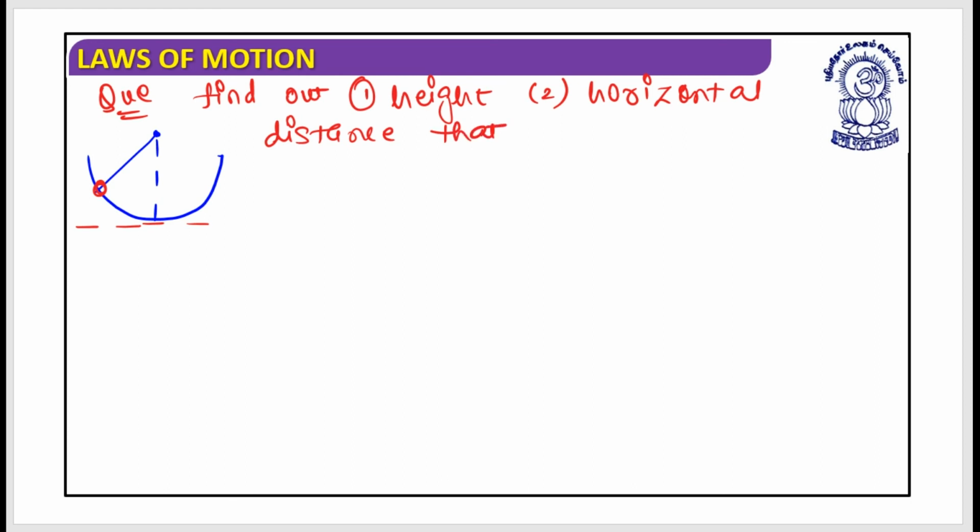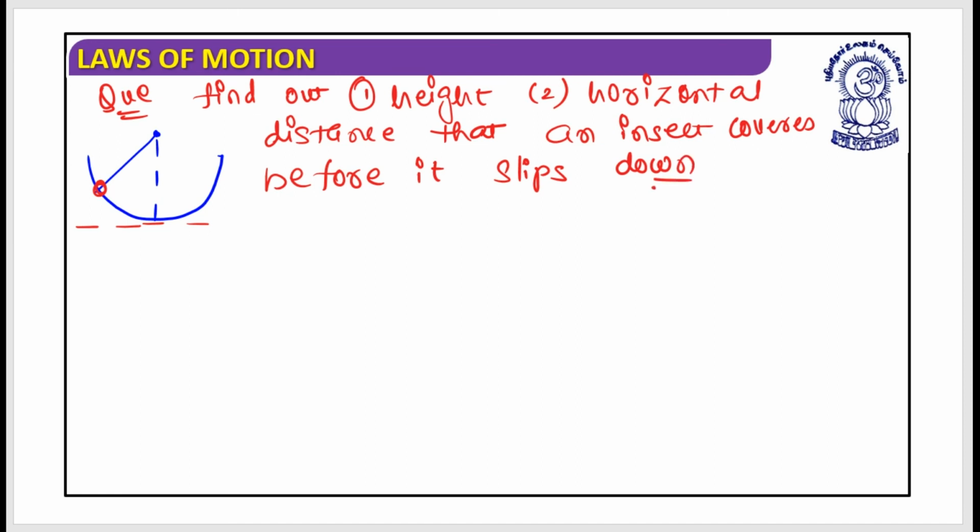that an insect covers before it slips down. So now how could I do this? Tell me how could I do this? This is alpha, that is given.